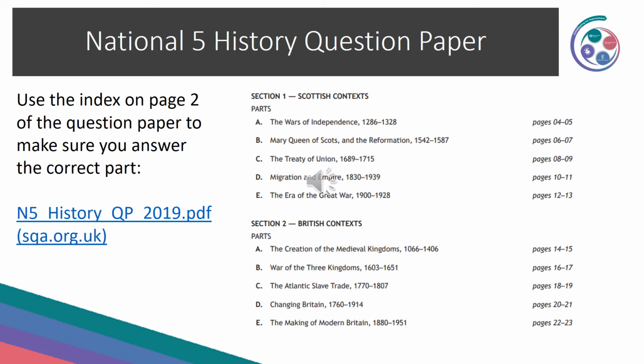As you can see on the screen, Section 1, the Scottish context, shows 5 possible units or parts that you may have studied. If you have studied the era of the Great War, for example, you would turn to pages 12 to 13 and answer all of the questions on pages 12 to 13. Remember to read the questions carefully.